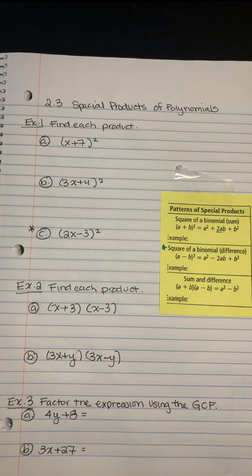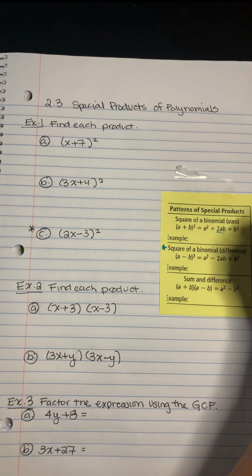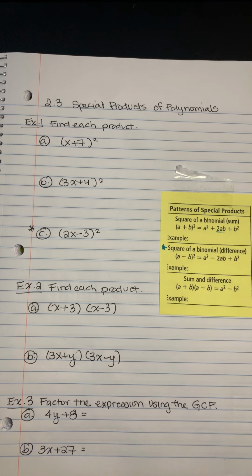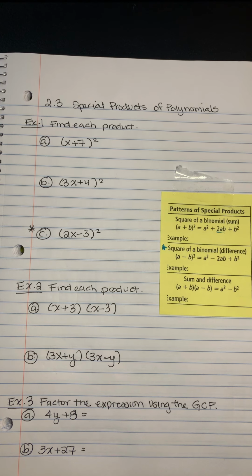Hi students, this is 2.3, special products of polynomials. Please make sure you write this down: name, date, period on the upper right hand corner. Our essential question for today is, what are the patterns in special products?